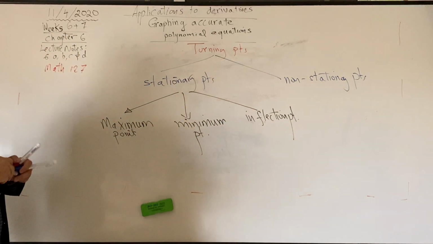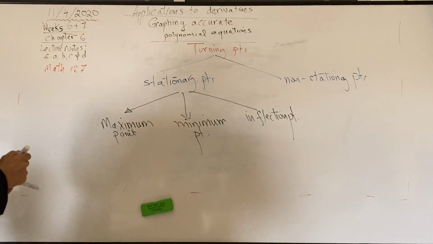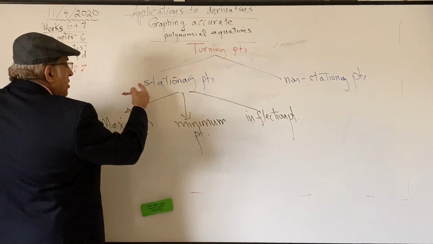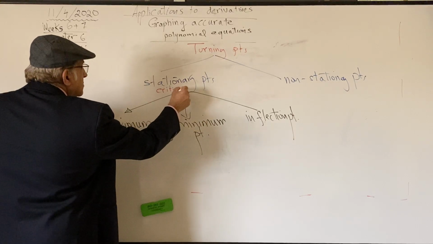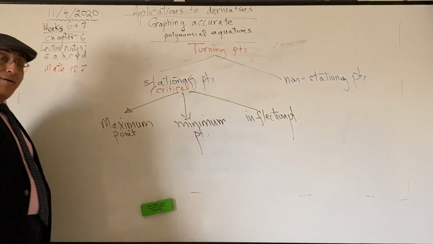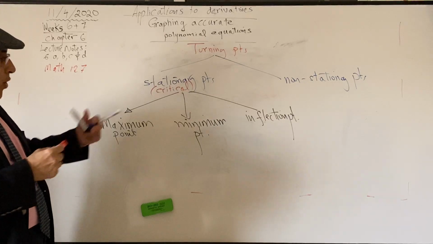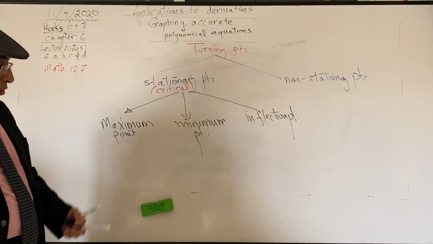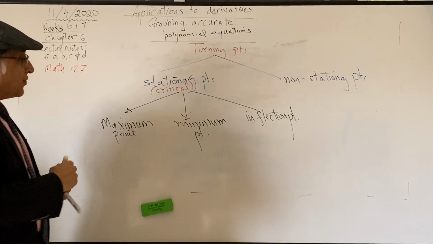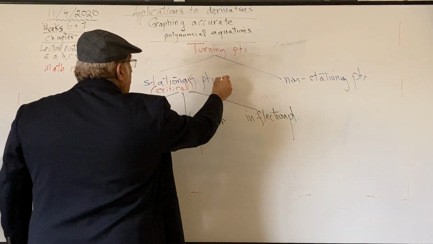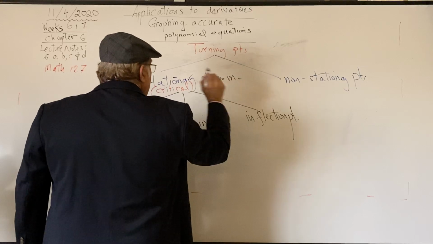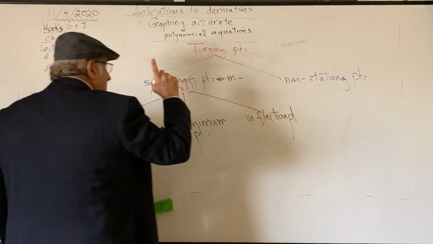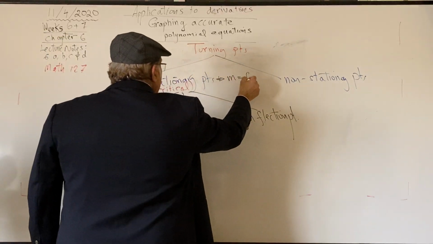All right? Some people still call stationary points critical points. Now, what distinguishes these points? What distinguishes these points is that the gradient at these points is always what? The first derivative. Remember, first derivative means what? The gradient.